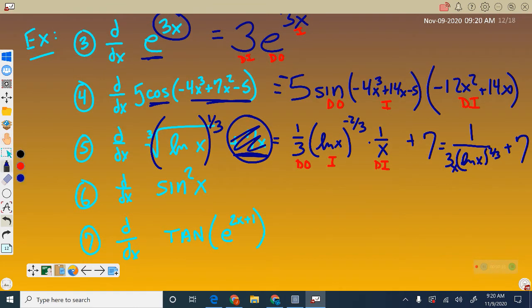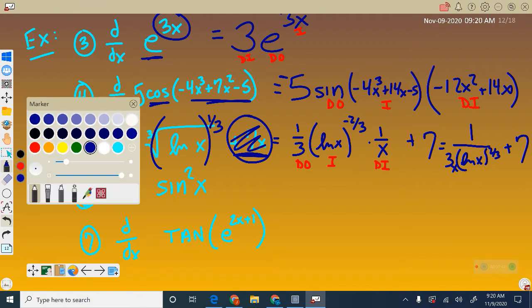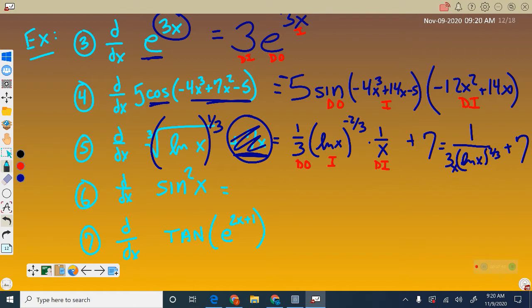Okay, number 6 is a very common problem. The reason is that it's a common problem you're going to see is that I can rewrite this problem. Sine squared of x, you need to always visualize as sine of x, the whole thing squared. That's what sine squared, or any trig function squared, means. That's just the way you have to formally write it.